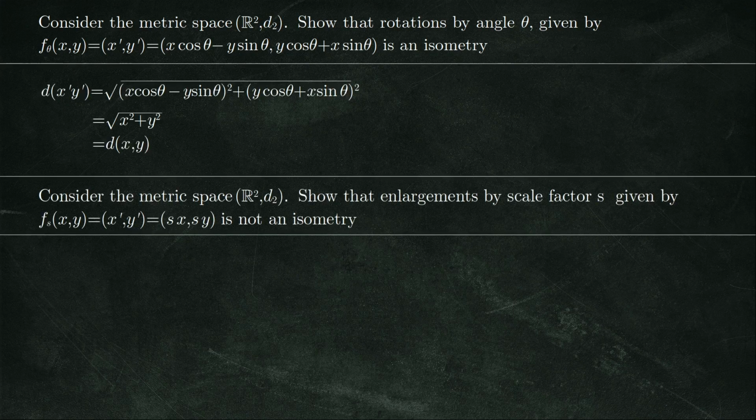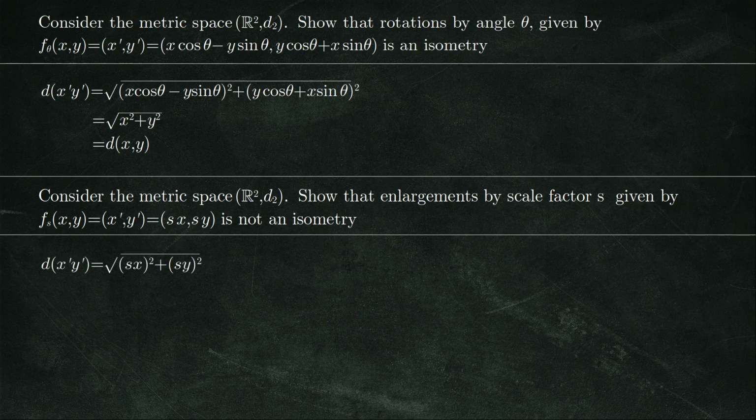Okay, for our next example, consider the same metric space, but now show that enlargements by the scale factor s are not an isometry. And again, this is what you'd expect. If something expands, all the distances grow. So have a go on your own, and then come back to the video. Okay, now you've had a go. We'll go through the solutions.